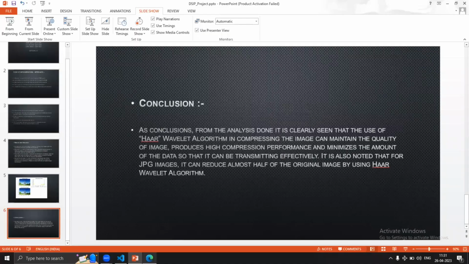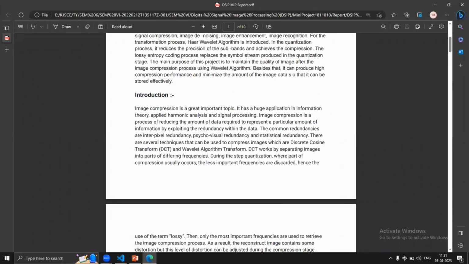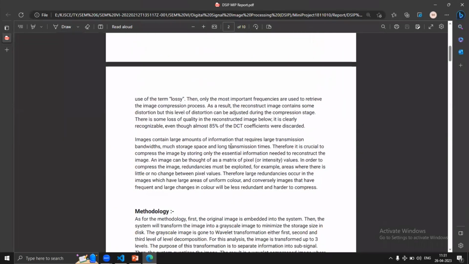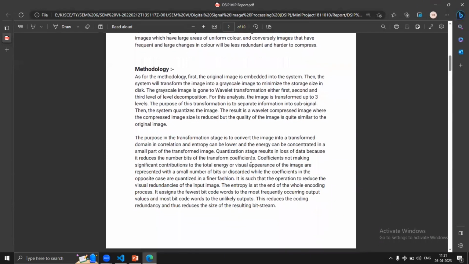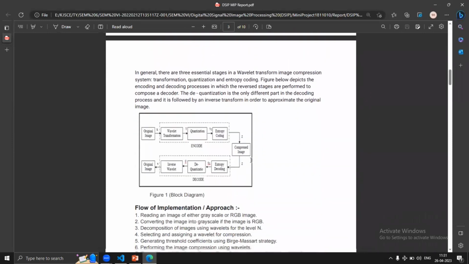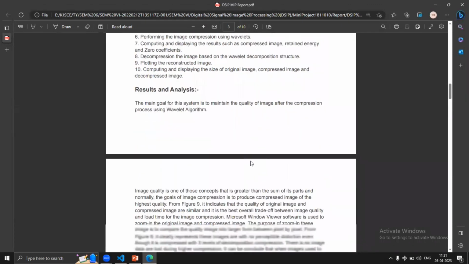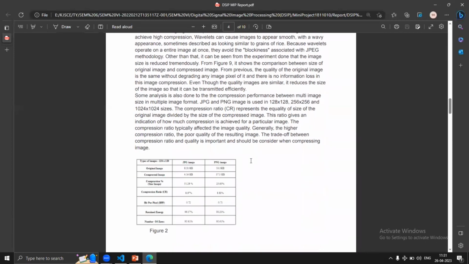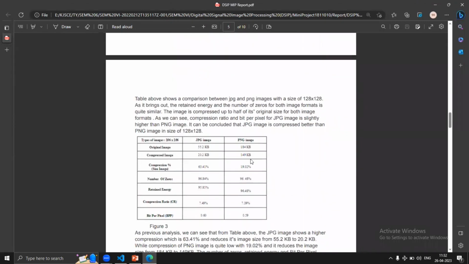So let's look at the documentation. If you all have any doubts, you can see we have discussed all the possible algorithms that we can use over here, and we have also introduced different algorithms. This is the methodology, and we have discussed it in detail in the presentation. This is the entire diagrammatic flow of the presentation. This is the block diagram, result and analysis in detail, with much more information about the results and comparison of JPG and PNG images.